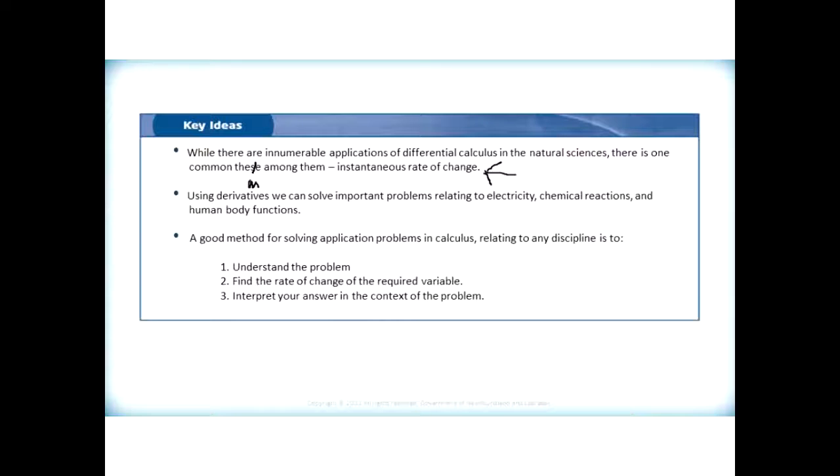All right. So using derivatives, what we can do is we can solve important problems related to electricity, chemical reactions, and even human body functions like we saw in these particular examples. Now, if you want a good step-by-step method to tackle one of these rate of change problems, basically, first thing you got to do is try to read and understand the problem. If you understand the context of the problem, it makes everything so much easier. Then you're usually just going to have to find the rate of change of the required variable. So take the derivative and plug in the value of the independent variable that you had. And then you have to interpret your answer in the context of the problem.